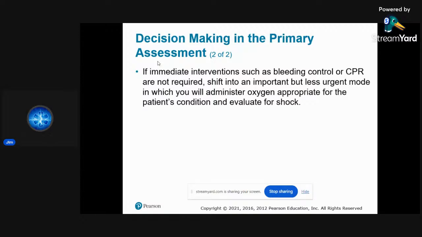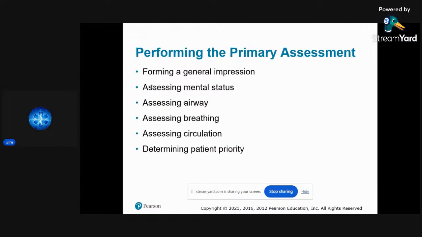Decision making in the primary assessment. If an immediate intervention, such as bleeding control or CPR, is required, we're going to shift into the important but less urgent mode in which you administer oxygen appropriate for the patient's condition and evaluate for shock. So let me rephrase that. If they don't have a life threatening bleed, and they do have a pulse and are breathing, we're going to shift to an important but less urgent mode where we're going to give oxygen if appropriate for the patient and evaluate for shock.